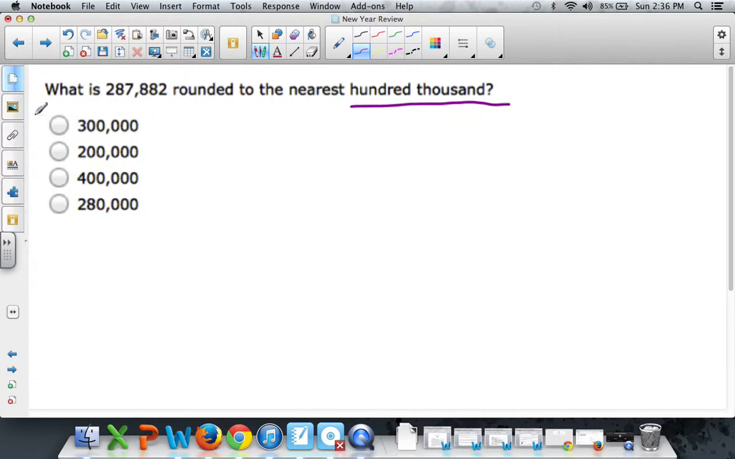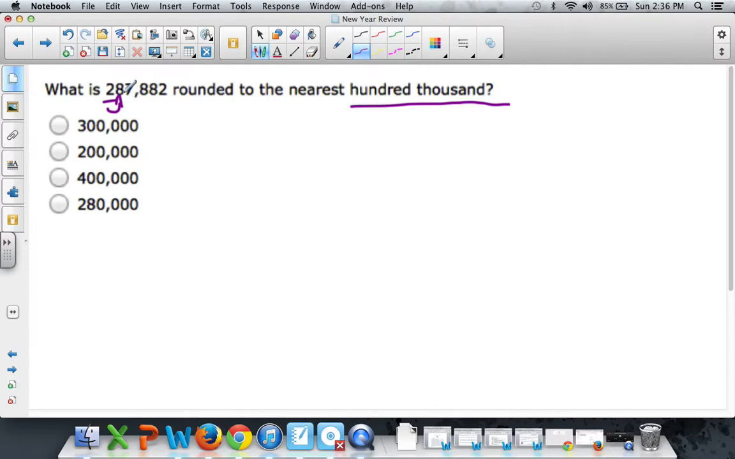100,000. Step 1 is always underline what they want you to pay attention to. In this case, 100,000. Step 2 is always looking to the right of that underlined number. Step 3 is asking yourself, is it 5 or above or 4 or lower? 5 or more, raise the score. 4 or less, let it rest.